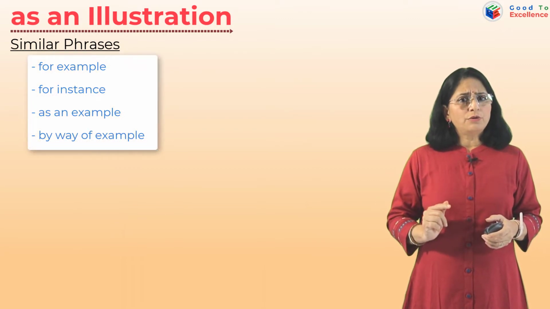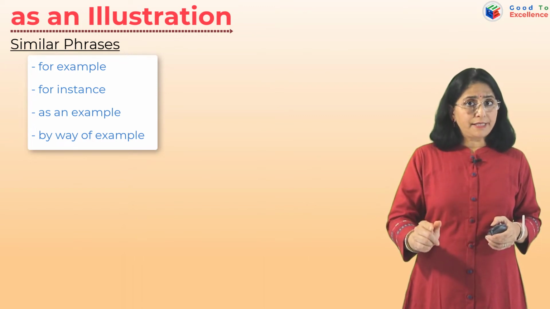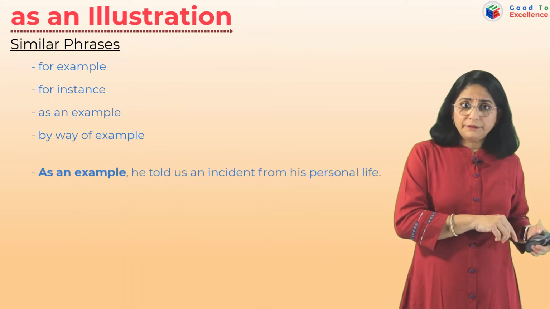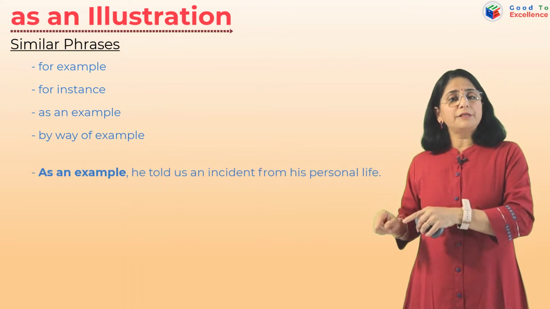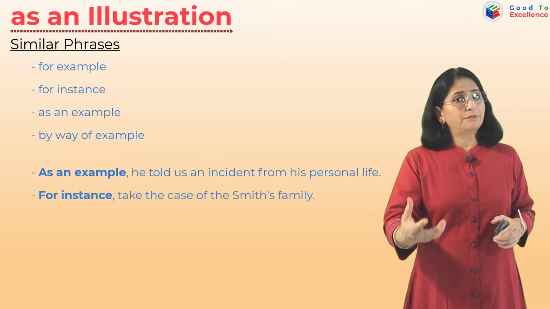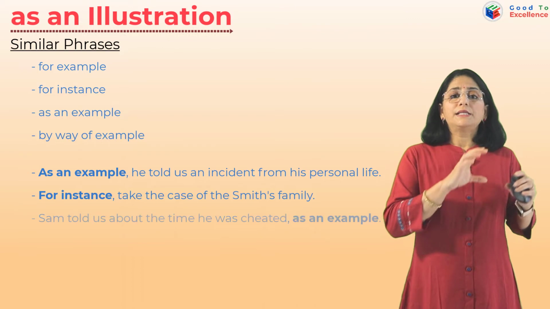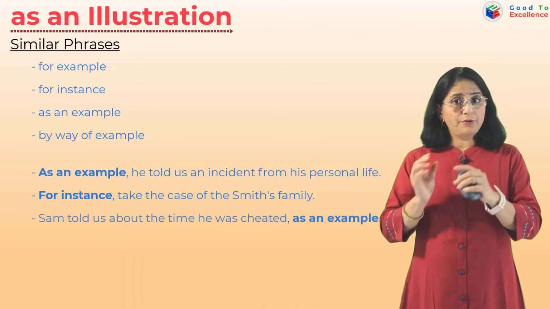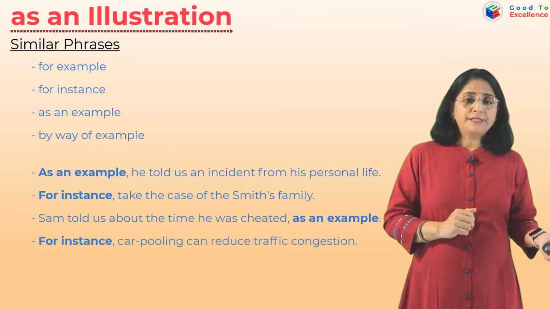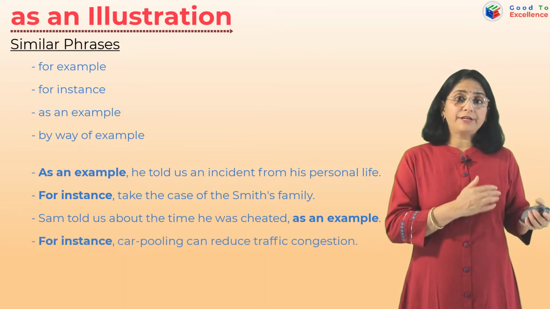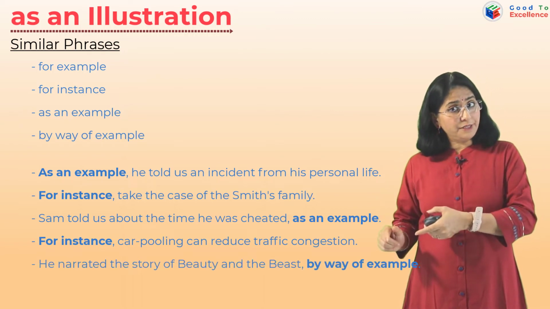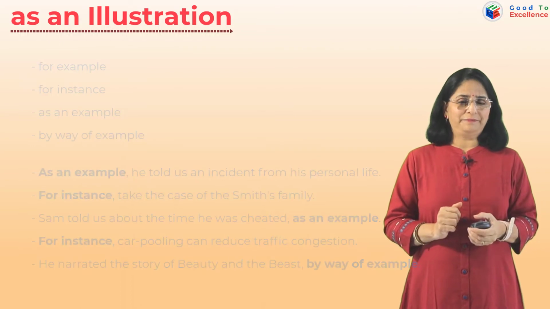What will we do now? We will see the same sentences by using these phrases. As an example, he told us an incident from his personal life. For instance, take the case of the Smiths family. Sam told us about the time he was cheated as an example. For instance, carpooling can reduce traffic congestion. He narrated the story of Beauty and the Beast by way of example.